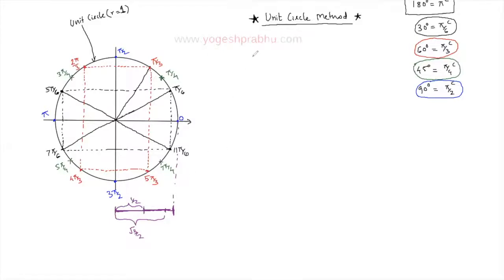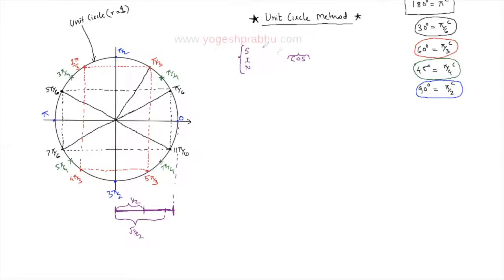Now, one last thing that you have to remember before we go to the solving part: whenever you want sine, you always measure vertical, and whenever you want cos, you always measure horizontal. Just keep these 2 things in mind. One is about the distance, and the other is that for sine you measure vertical, for cos you measure horizontal.